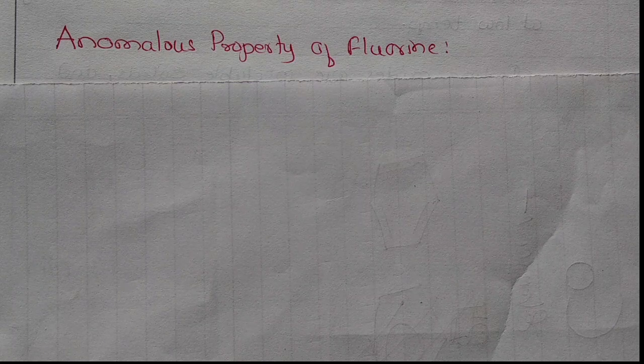What are the anomalous properties here? One is that fluorine forms a strong bond with other elements. Therefore, most of the reactions are exothermic. It forms a very strong bond with other elements because of its high electronegativity, and therefore most of the reactions are exothermic, meaning it liberates energy or heat.